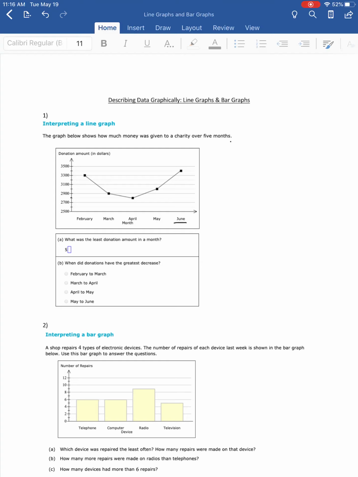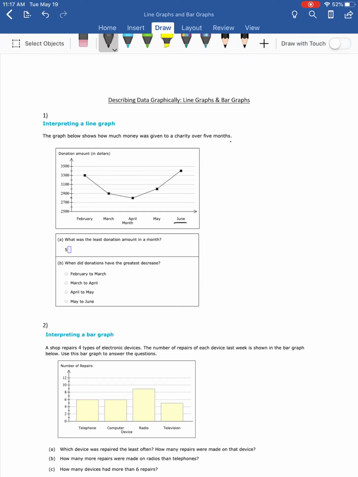Okay, so this lesson, we're going to take a look at line graphs and bar graphs, which is another way of describing data graphically. The first way we looked at to describe data graphically was through stem and leaf plots. Okay, so the best way to understand this is just to get into some examples. Okay, so interpreting line graphs.